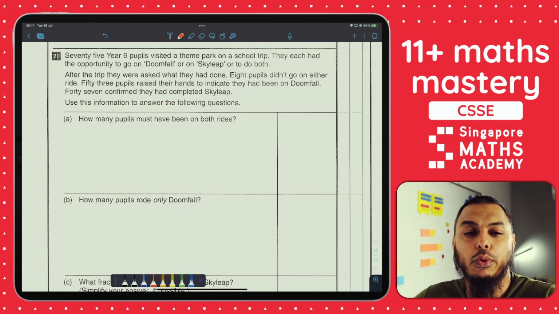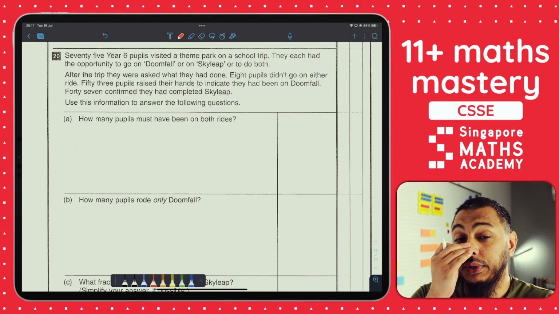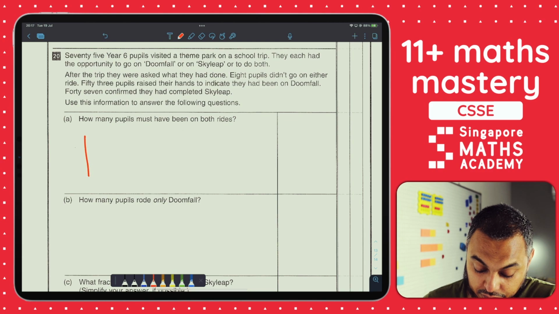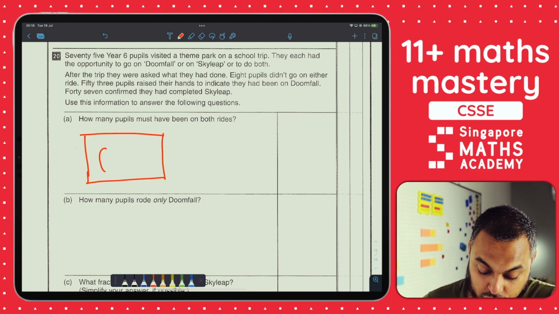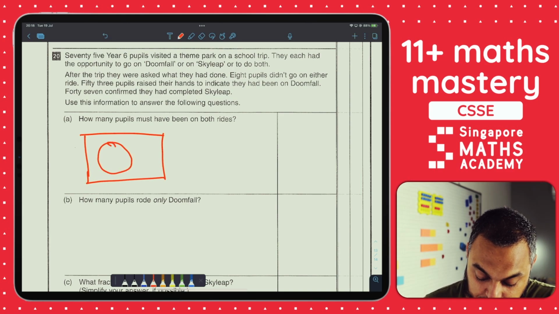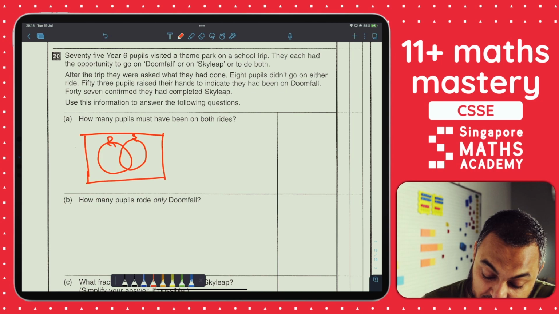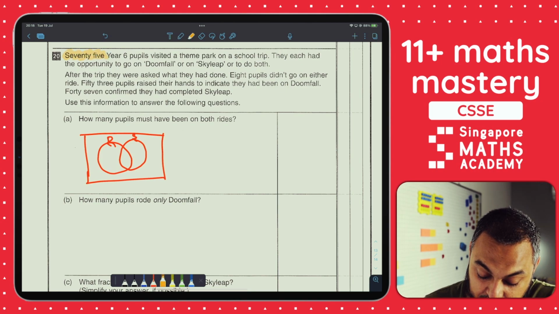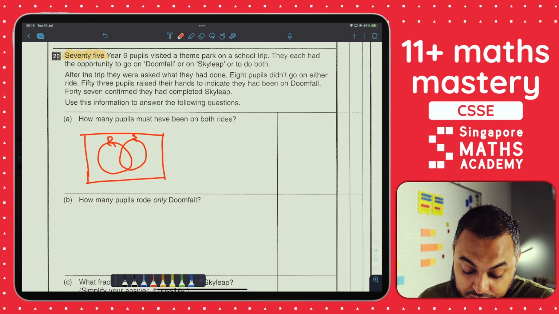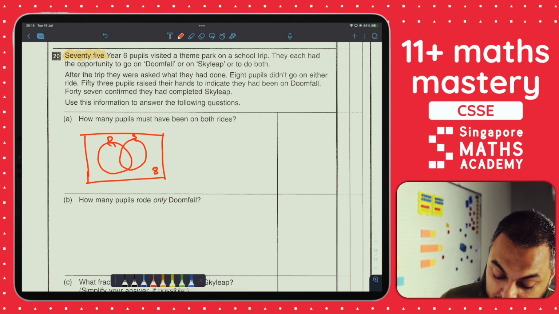So this is the type of question, when you've got both, one or the other, or neither, you should know what type of question this is. This is a Venn diagram question. Okay, so let's draw the Venn diagram, something like that. That's too small, actually. Let me make it bigger, something like that. You've got D for Doomfall, S for Skyleap, and I know it has to add up to 75. Whatever numbers I put here, it's going to add up to 75. After the trip, they were asked what they had done. 8 pupils didn't go on either ride, so 8 is going to go here.